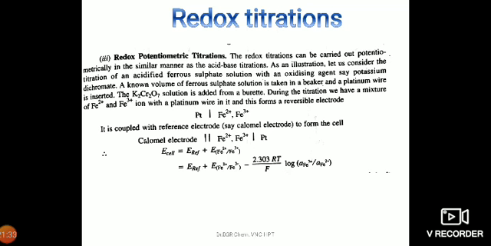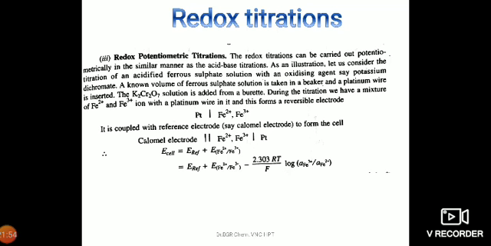In the indicator method of titrations, it is necessary to have an idea of selecting a suitable indicator, but in the potentiometric method it is not at all required. So you can directly use potentiometric titrations for any type of solution, whether it is a colored one or a non-colored one.